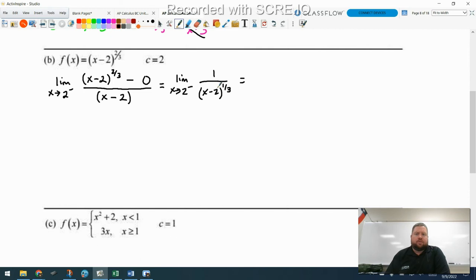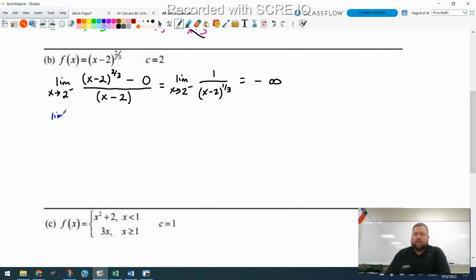So I know that this is going to go to either infinity or negative infinity. So if I'm coming from the left side, I'm plugging in numbers smaller than 2. So that would give me a negative number. And since this is an odd exponent, it's going to stay negative. So I have a positive divided by a negative. That's going to make that negative infinity.